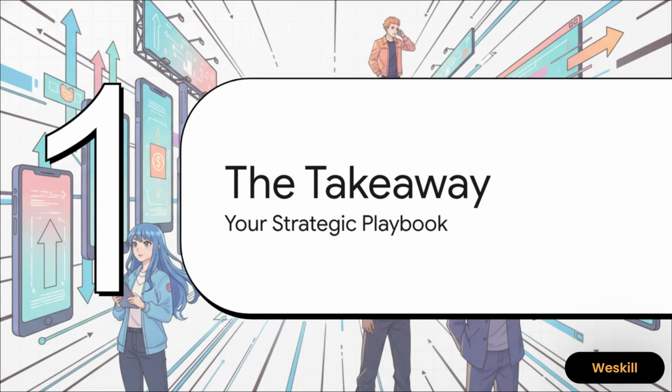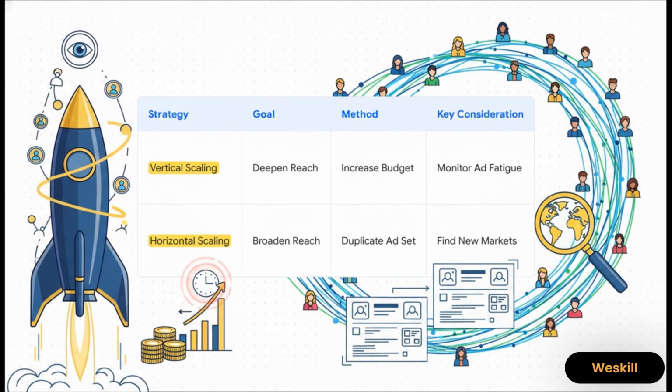Let's put it all into a simple playbook. So here's how to think about it. You're going to choose vertical scaling when your main goal is to deepen your reach within an audience that's already proven to work. The method is simple. Increase the budget gradually. And the thing you have to watch out for is ad fatigue, making sure people don't get sick of seeing your ad. On the other hand, you'll go with horizontal scaling when you want to broaden your reach and find brand new customers. The method here is to duplicate your ad set, and the main challenge is discovering those new, untapped markets that are ready for your message.